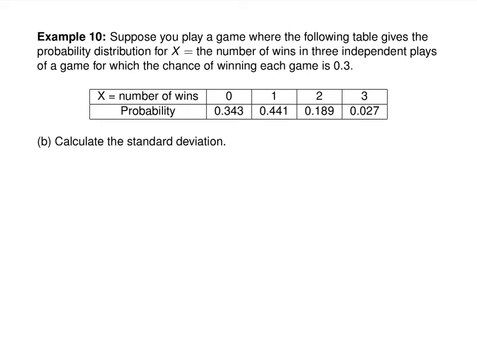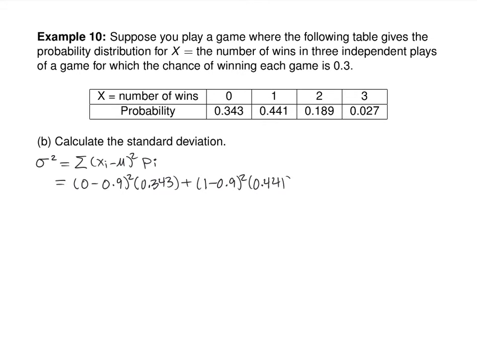Next, find the standard deviation. Okay, so the symbol for that is this good old Greek sigma squared. And this is the sum of the xi minus mu squared times the corresponding probability of that xi. So our first xi is 0 minus answer from part A, which was 0.9, squared, times probability 0.343. Next x is 1 minus 0.9 squared, probability 0.441. Next, 2 minus 0.9 squared, 0.189, plus 3 minus 0.9 squared times 0.027. This works out to be 0.63.